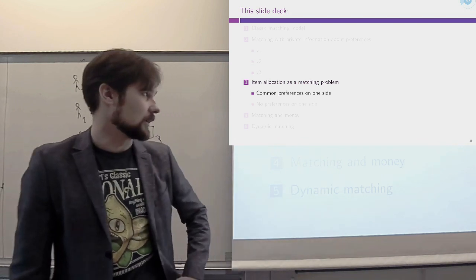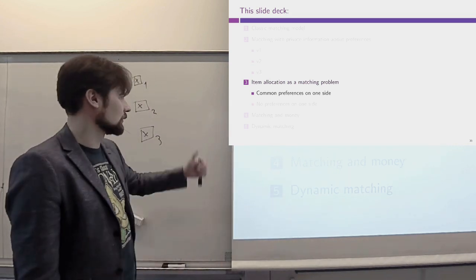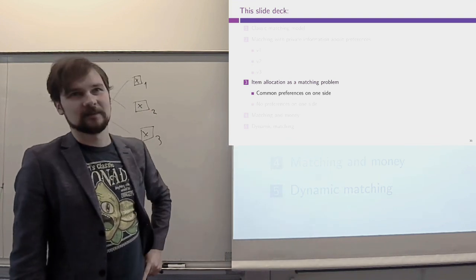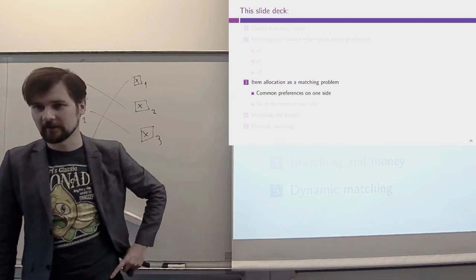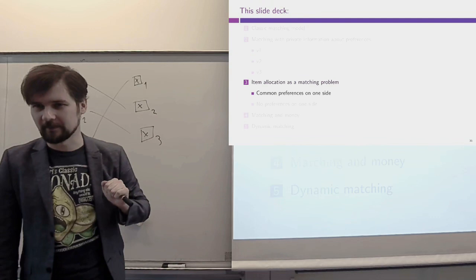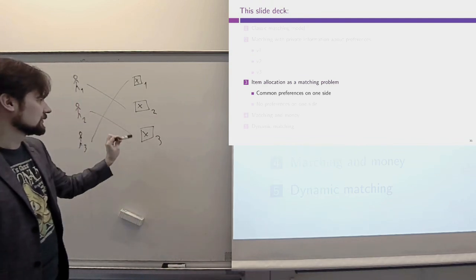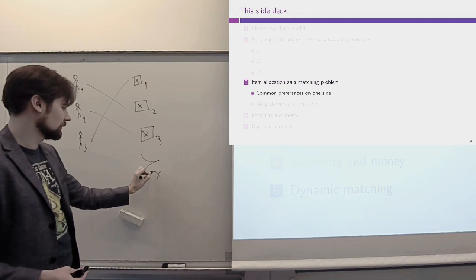And this is the model that we will look at. In particular, we will have a look at two kinds of models. Later, I hope today, we will look at the case when there are no preferences whatsoever on one side of the market. But before that, we will say that there are some common preferences on this side of the market, on the side of the items. Squiggle X.